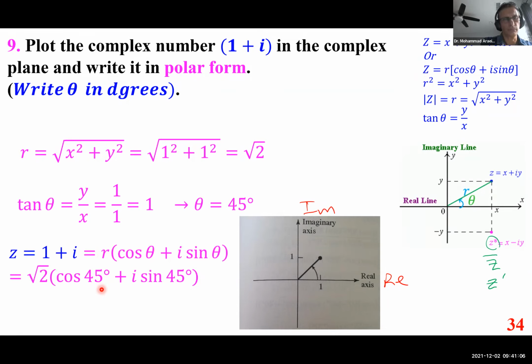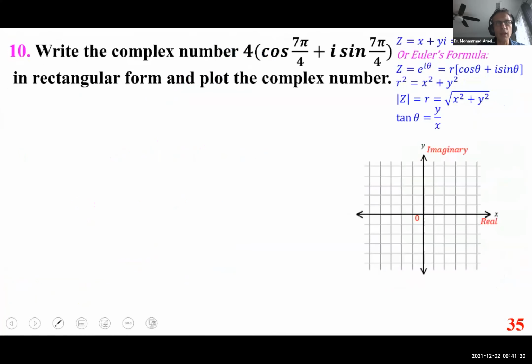Or you may write it as square root of 2 cis 45 degrees. This is a shorthand notation. You may find it handy, and they use that from time to time. All right. Again, we have that. This, by the way, what we were looking at, R cis theta, is also known as Euler's formula.